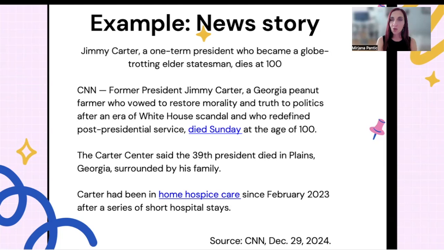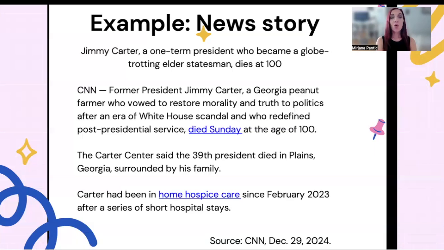As you can see in this story, everything that we have is fact-based. In the first paragraph of the story, they provided the most important information about this event. President Jimmy Carter died at the age of 100. It is really important to emphasize his age in the first paragraph of a story, even though it's widely known, especially because he celebrated his 100th birthday two months, I believe, before he died. So it is important to emphasize this information in the lead of the story.